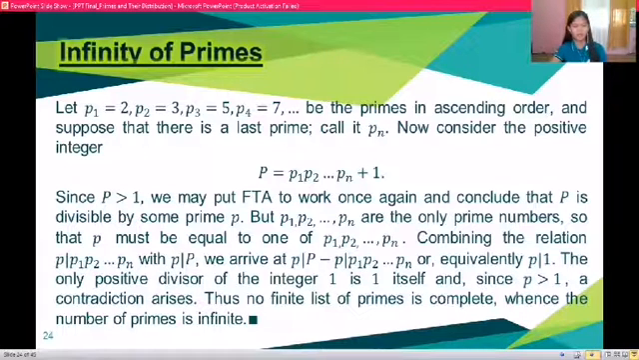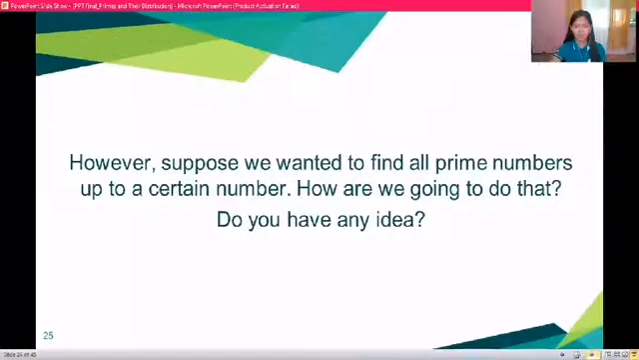That's the end of my discussion. We have proved that the number of primes is infinite, so it is not possible to find all prime numbers. However, suppose we wanted to find all prime numbers up to a certain number. How are we going to do that? Do you have any idea? Our next reporter will answer that for us.